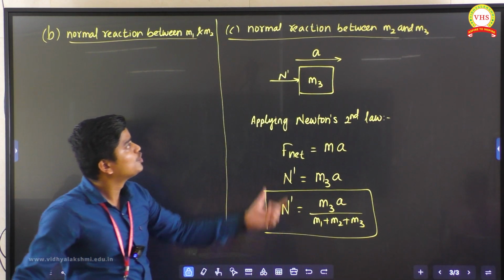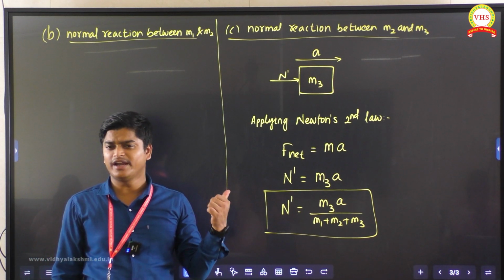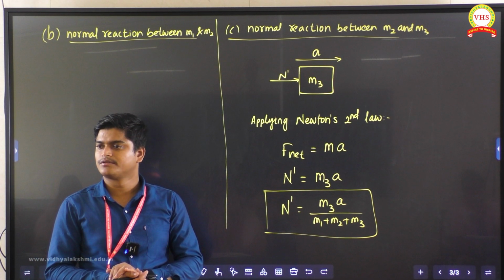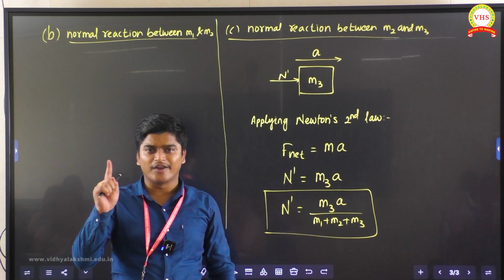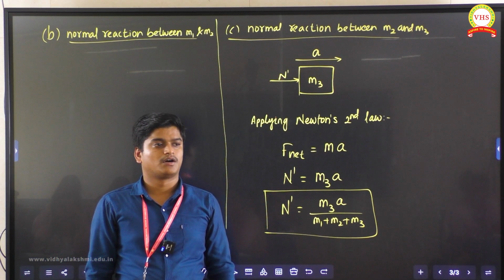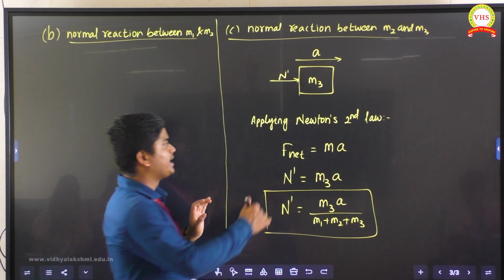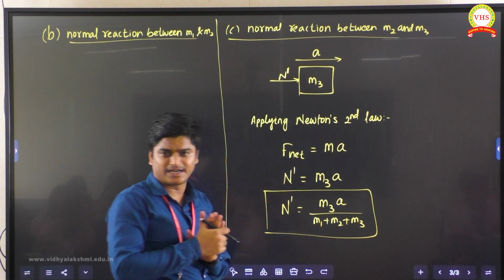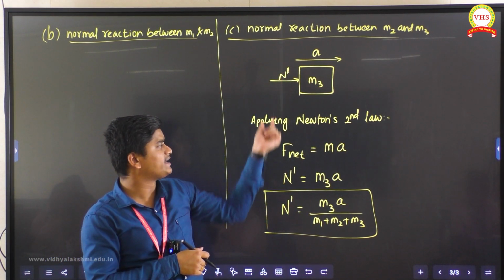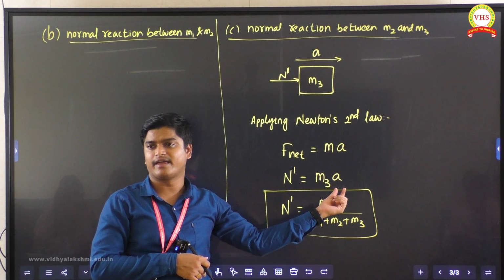See here. Normal reaction between m2 and m3 you got. Yes or no? It is very easy calculation, because on m3 only one force is acting. On m3 how many forces are acting? Only one force, N prime. Then applying Newton's second law, F net equal to mass times acceleration. What is the total force acting? N prime. What is the mass here? m3. What is acceleration here? A. A keep as it.